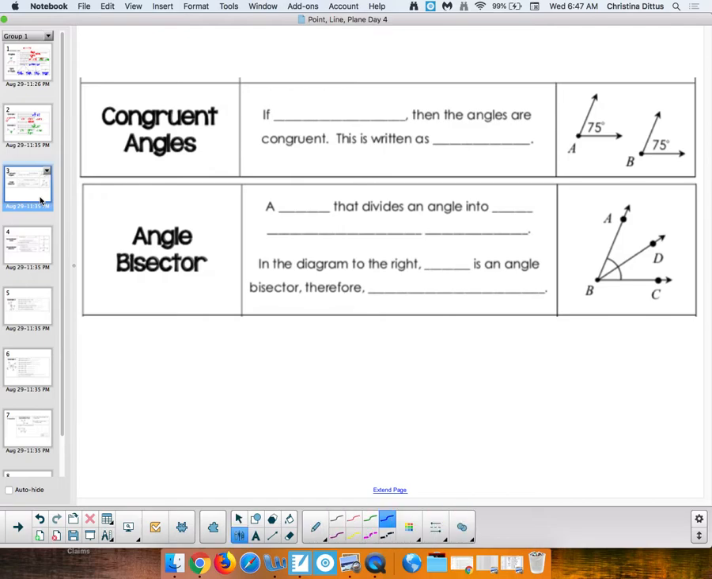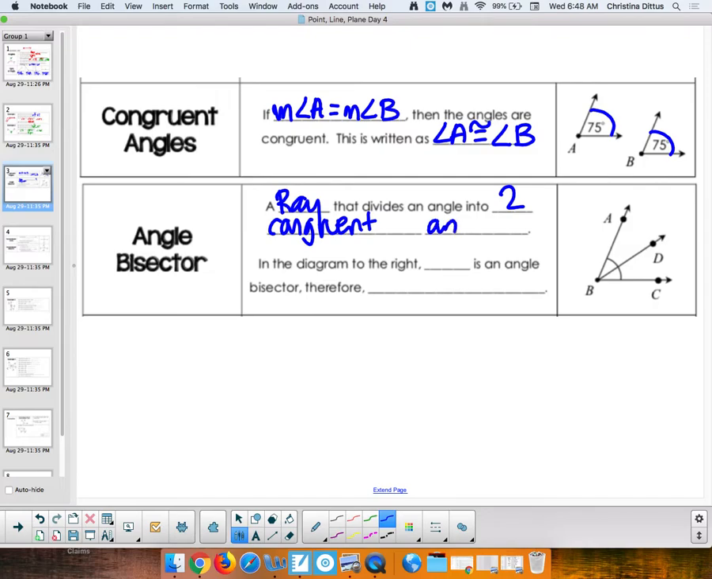If you're talking about the measure of angle A equals the measure of angle B, so here, if I got two angles that have the same degree measure, then the angles are congruent. We write the little congruent sign. Angle A is congruent to angle B. They are the same measure. They are equal. An angle bisector is a ray that divides an angle into two congruent angles.